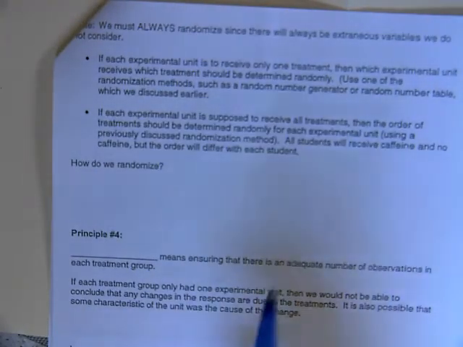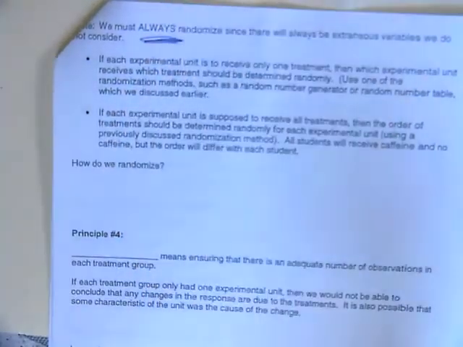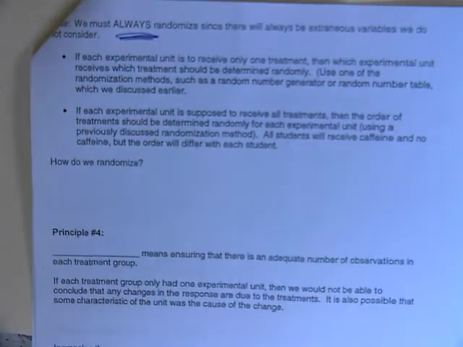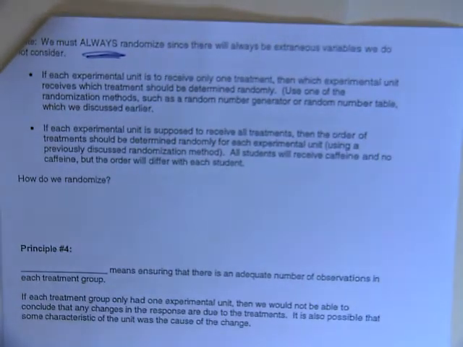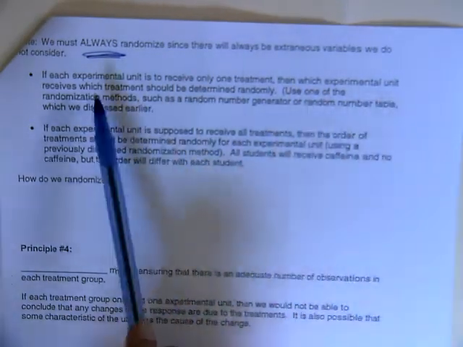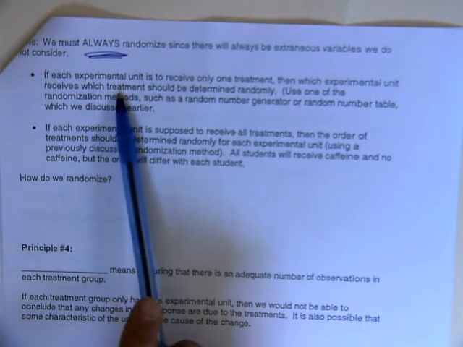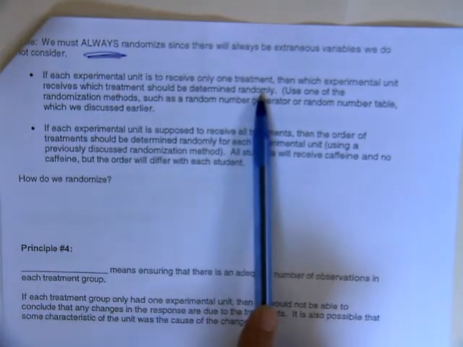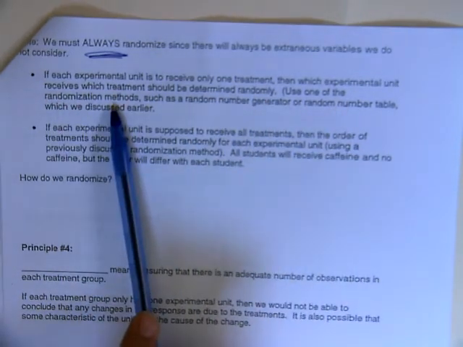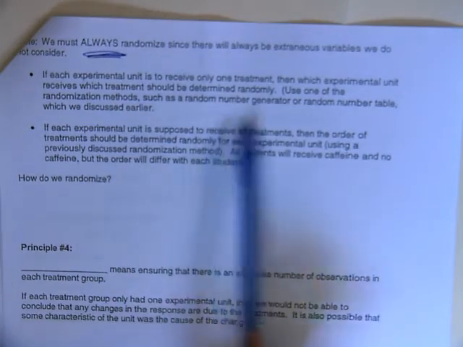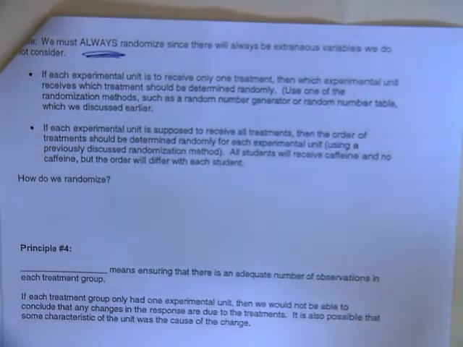We must always randomize, since there will always be extraneous variables we just don't consider. If each experimental unit was to receive only one treatment, then which treatment unit receives which treatment should be determined randomly. Use one of the randomization methods, such as a random number generator or random number table.